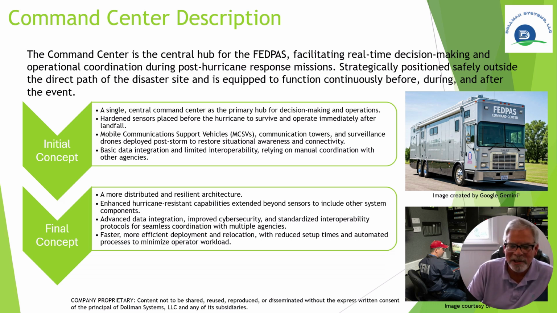Hardened sensors were placed before the hurricane to survive and operate immediately after landfall. Mobile Communication Support Vehicles, or MCSVs, communication towers, and surveillance drones were deployed post-storm to restore situational awareness and connectivity. And there was basic data integration and limited interoperability, relying on manual coordination with other agencies.